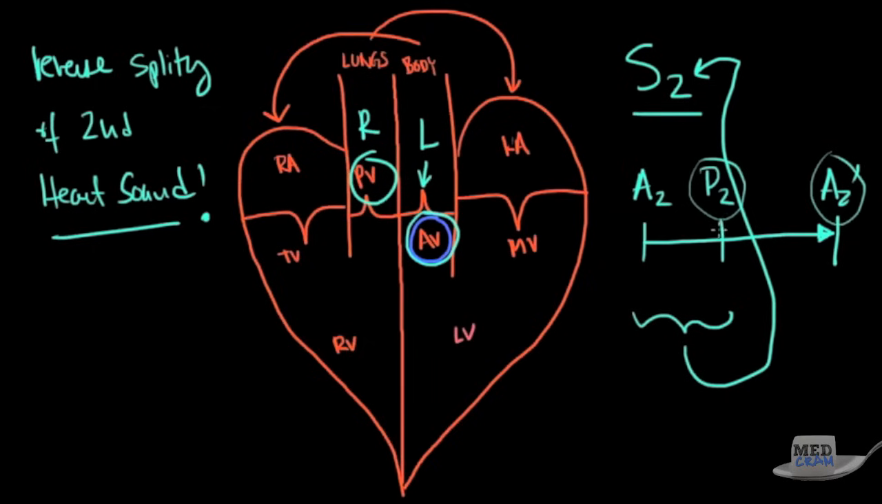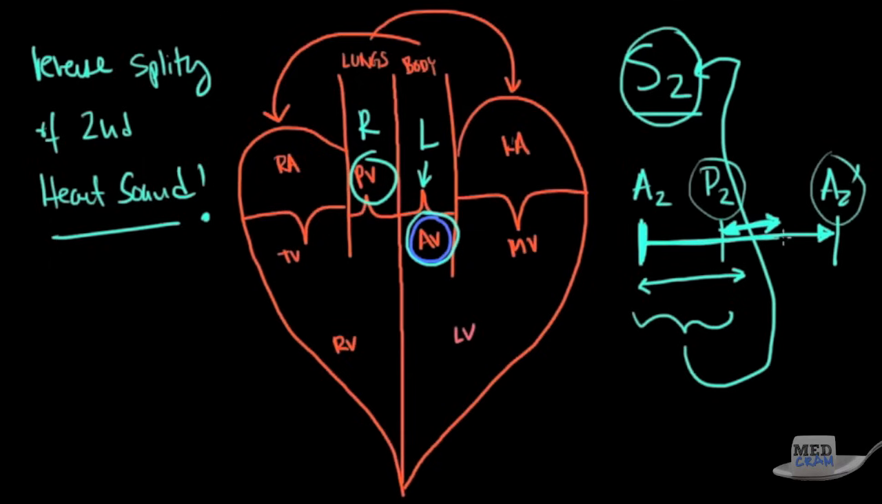Well, when you take a deep breath in, real quickly, P2 goes this way, and then when you breathe out, it comes back this way. This way for breathing in, this way for breathing out. And so as a result of that, you should see that the difference between A2 and P2, in other words, the splitting of that second heart sound, should get bigger on inspiration and smaller on exhalation.